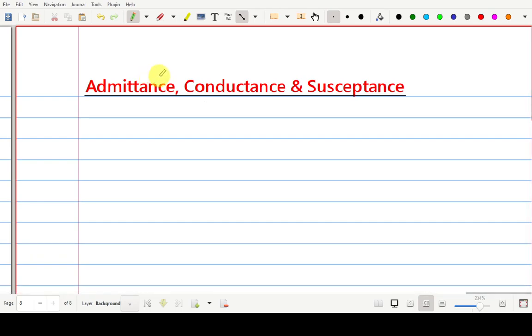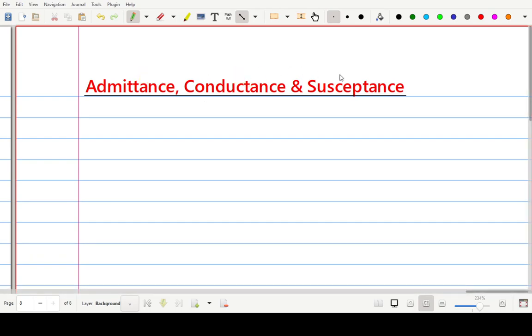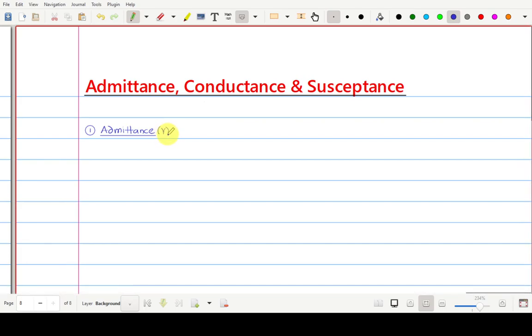Our today's topic is admittance, conductance and susceptance. So we will study these three different parameters, one by one. Our very first parameter is admittance. It is indicated by capital letter Y.